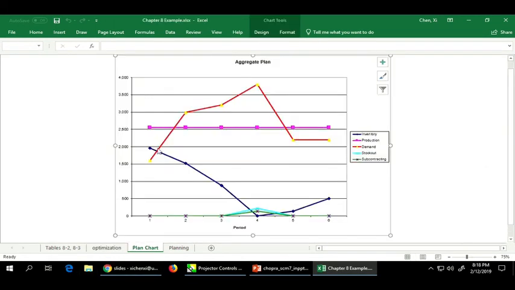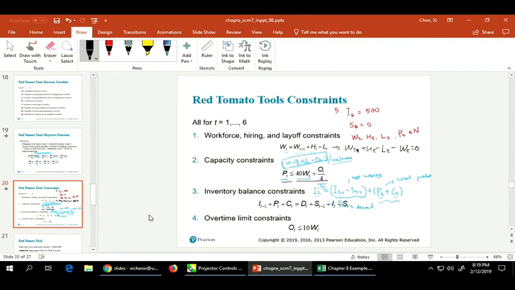To visualize this, we can see that the production is a flat line. This is our demand forecast, and sometimes we have inventory left over, sometimes we have stock out. So actually in only month 4 we'll have stock out instead of inventory. And in month 4 we also have some subcontracting. Okay, so that's our aggregate planning problem.